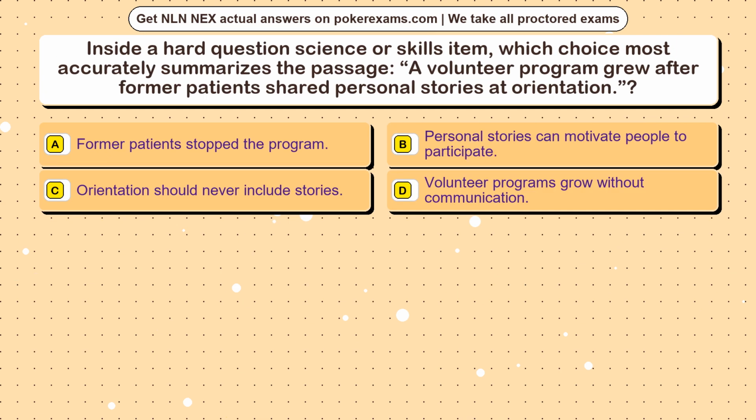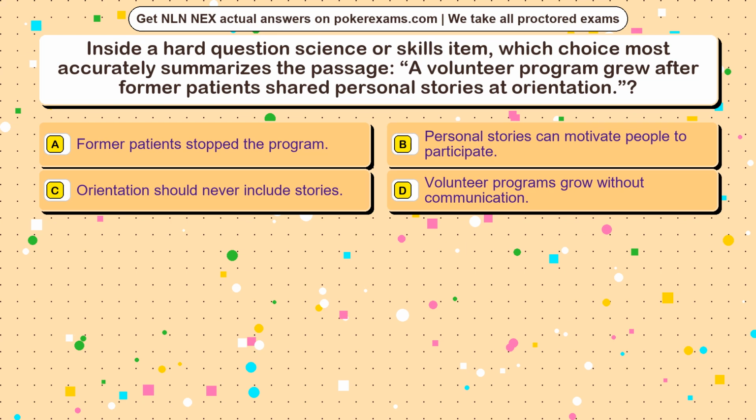Question 24. Inside a hard question science or skills item, which choice most accurately summarizes the passage? A volunteer program grew after former patients shared personal stories at orientation. Option A, former patients stopped the program. Option B, personal stories can motivate people to participate. Option C, orientation should never include stories. Option D, volunteer programs grow without communication.